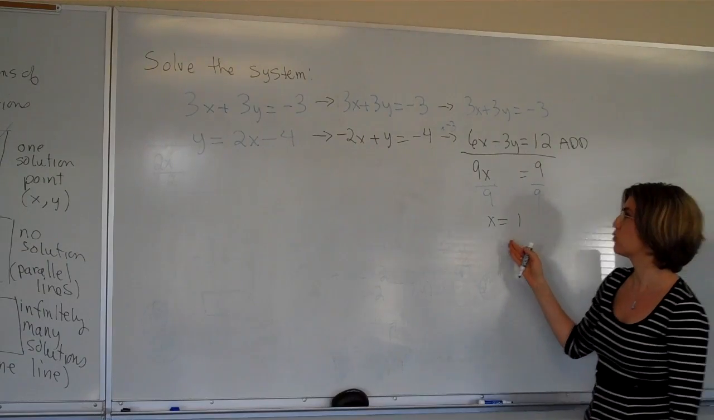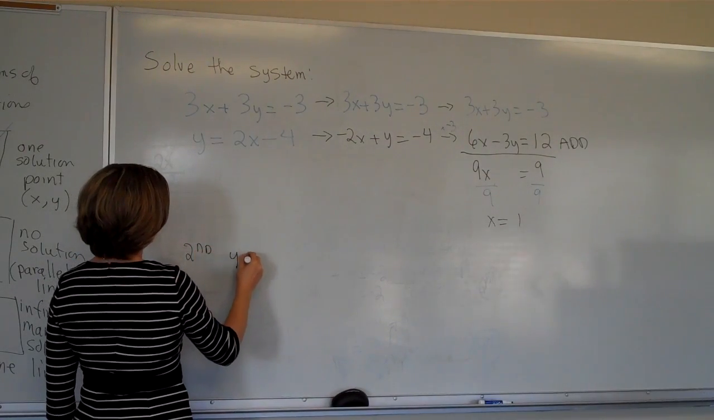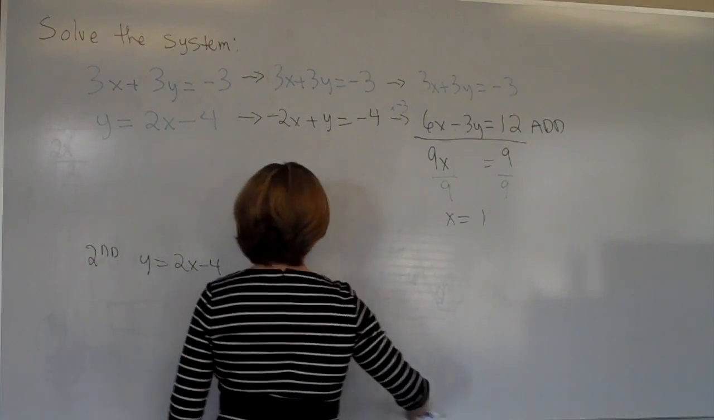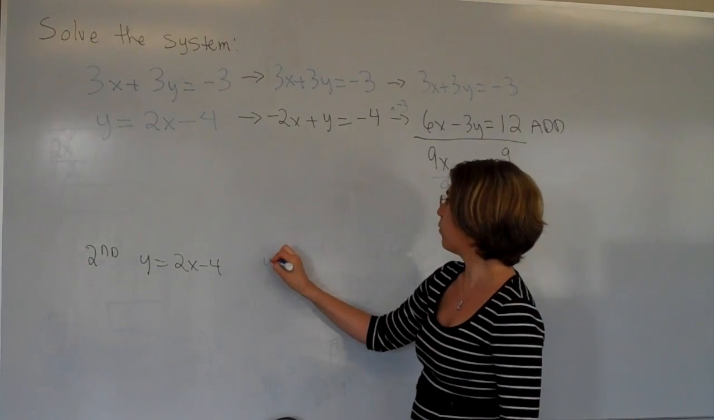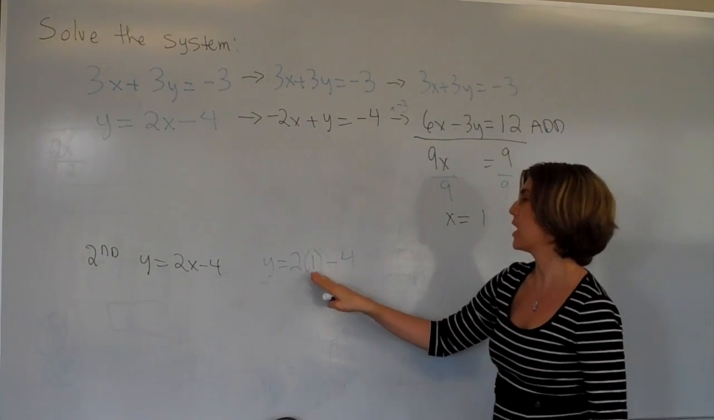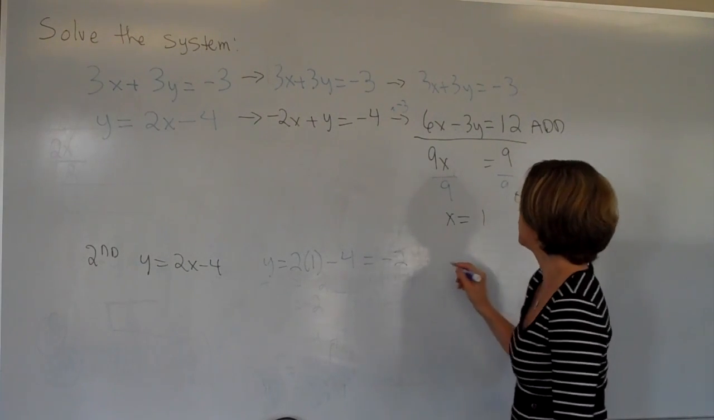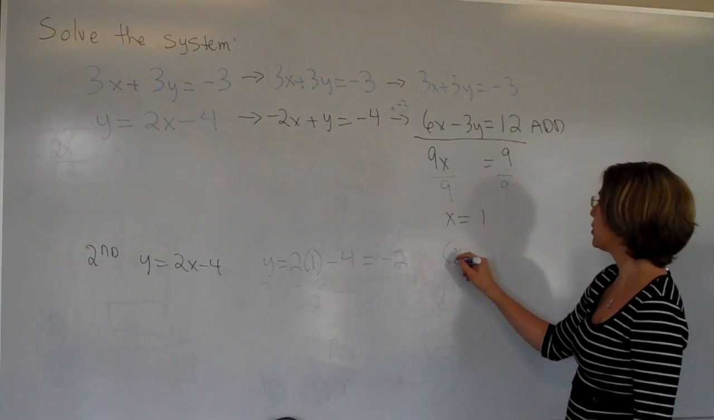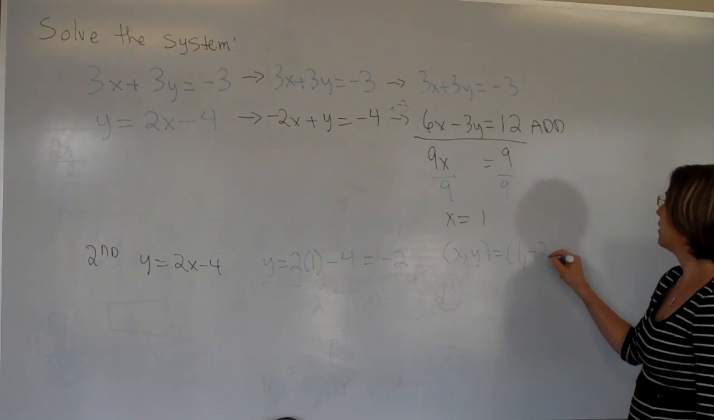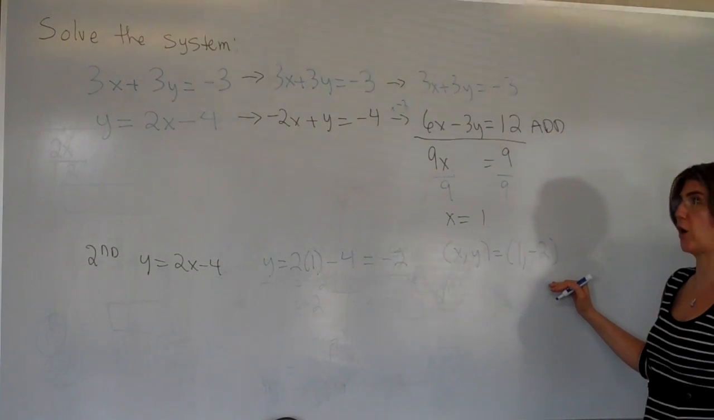We're going to take the x equals 1, and I'm going to plug it into the second equation, which we know is y equals 2x minus 4. I'm going to replace the x with 1. So I get y equals 2 times 1 minus 4. 2 times 1 is 2, and 2 minus 4 is minus 2. So our solution point, recall, is always in x comma y, will be 1, negative 2. This will be the point that we will graph first when we make our graph.